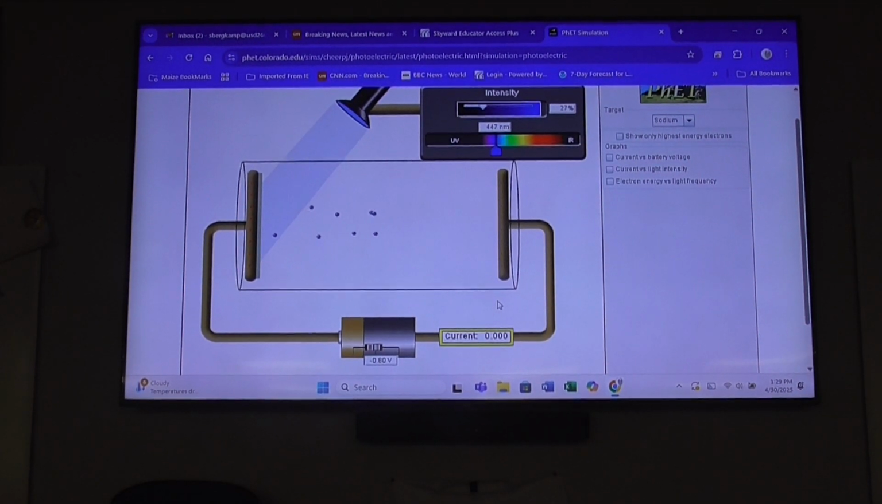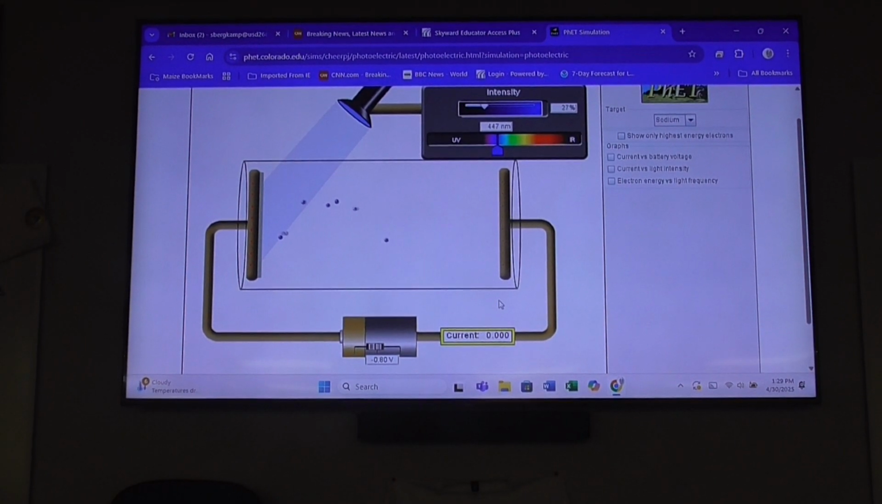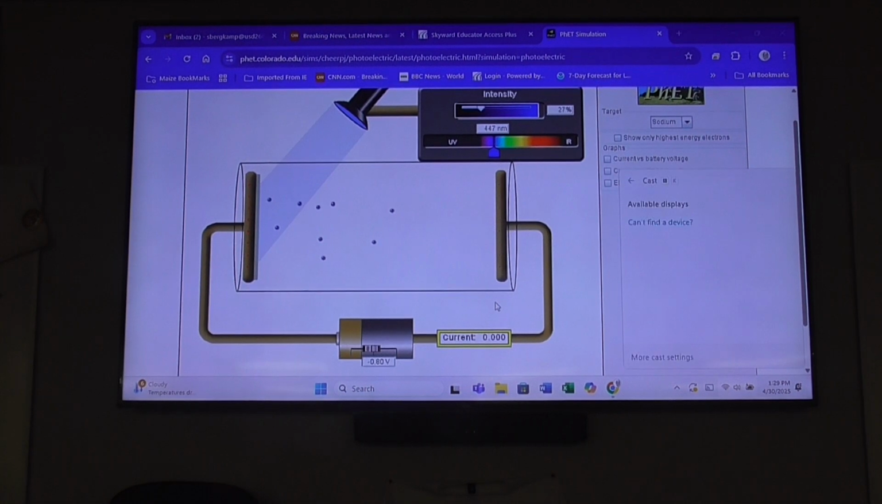Okay. So you got a visual of how the photoelectric effect works. All right, cool. All right, give me a second. Now I gotta switch back.